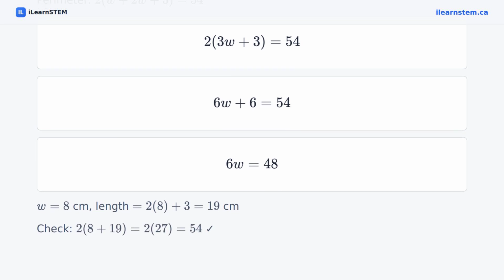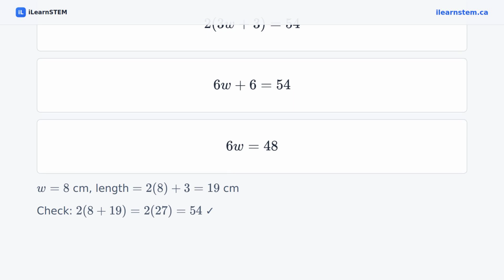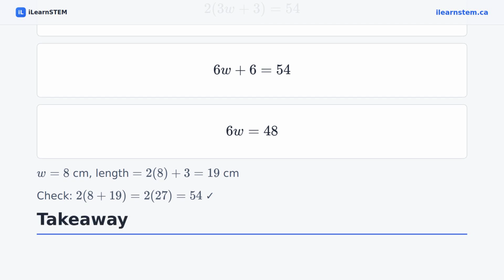Now check. 2 times (8 plus 19) equals 2 times 27, which is 54. That matches the given perimeter, so our answer is correct. When solving word problems to find variables, write an equation from the given information, solve step by step, and always verify your answer.